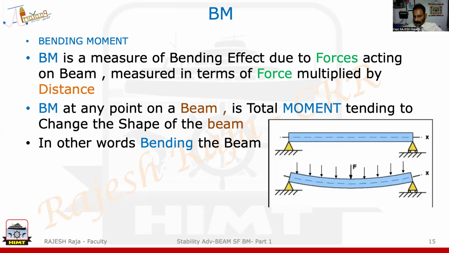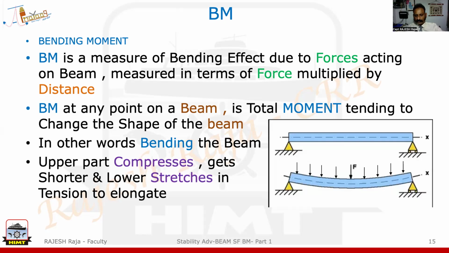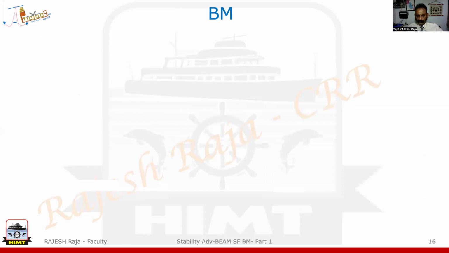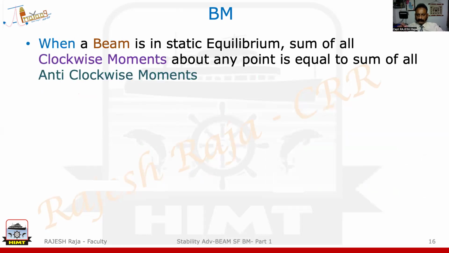How do you calculate it? If you go to a point, I'm going to take the force into a lever. That is what I'm doing. And exactly like before, it compresses the top part and stretches the bottom part. Again, whenever a beam is in static equilibrium, it's exactly the same as I told you in SF. You have to say it in a mathematical way: sum of all clockwise moments about any point is equal to sum of all anti-clockwise moments.